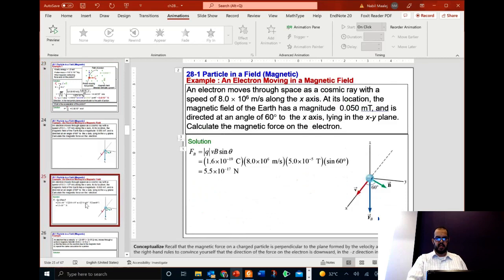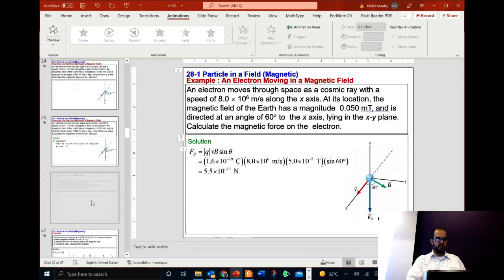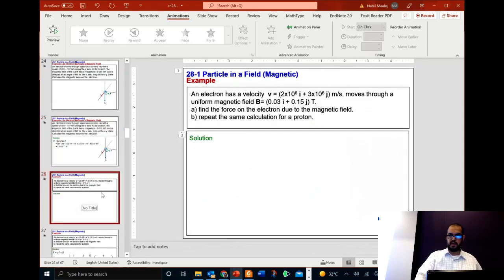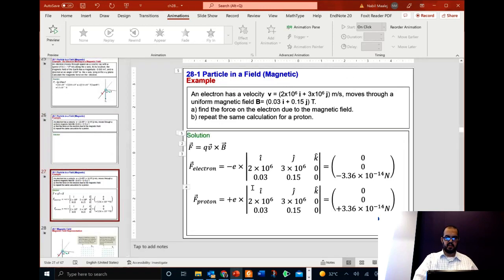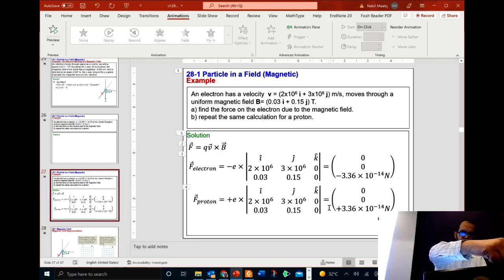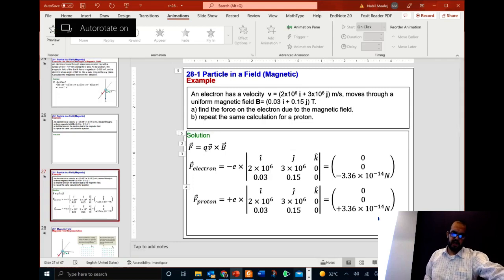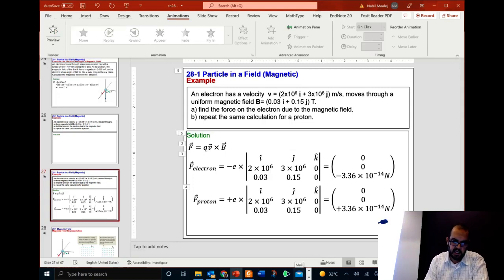We did the same thing in this problem, and for this problem we used the matrix method. We illustrated the matrix method, and remember we said F is Q V crossed with B. You can put the I and you can write the charge. In this problem the charge is minus E, which is the charge of an electron.